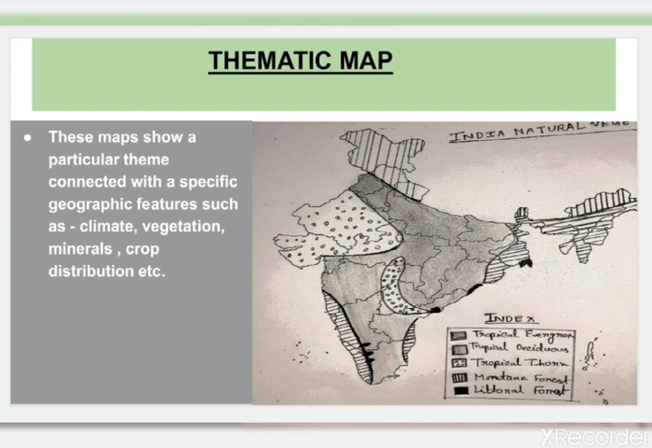Now next we will learn the thematic map. The thematic maps show a particular theme connected with a specific geographical physical features such as climate, vegetation, minerals, crop distribution, etc. In this map, see, it is showing the natural vegetation types of India by using sign and symbol.